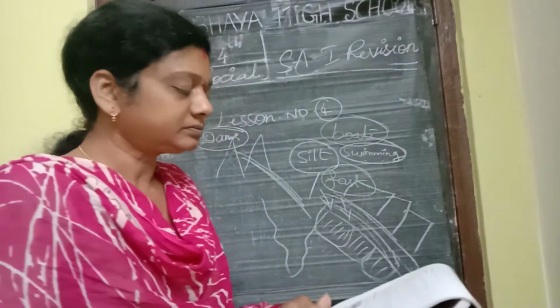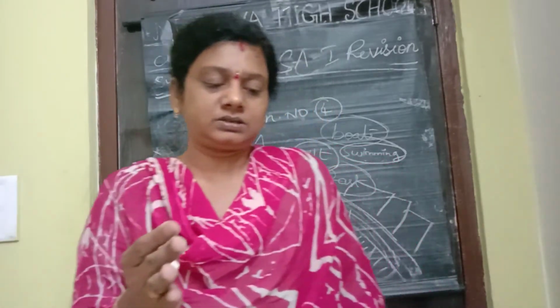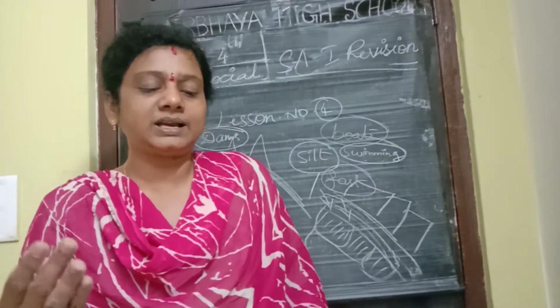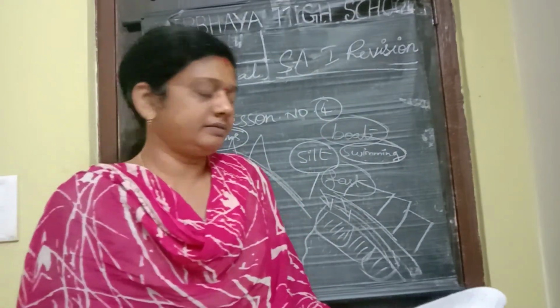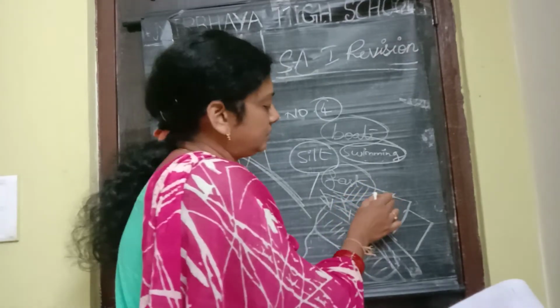And the rivers provided water for drinking, agriculture and for other household works. Many plants and trees grew near the rivers. Therefore, many ancient civilizations started near rivers.